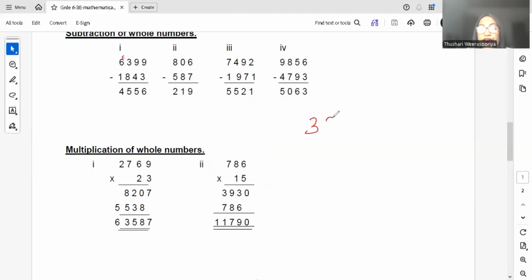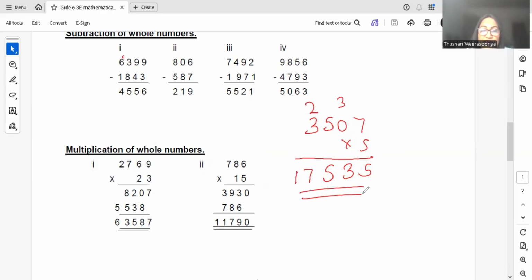We'll say 3507 multiplied by 5. Very easy. 5 times 7 is 35. 3 is remaining. 5 times 0 is 0. That's why I took 0 to explain. When you multiply any number with 0, you get 0, plus 3 is 3. 5 times 5 is 25. 2 is remaining. 5 times 3 is 15, plus 2 is 17. That is very easy.